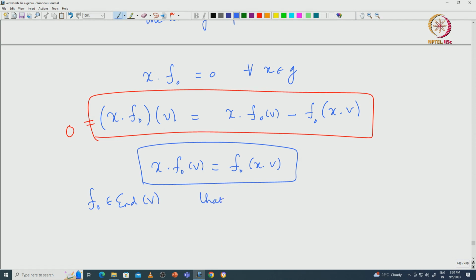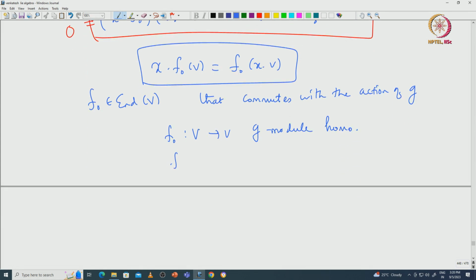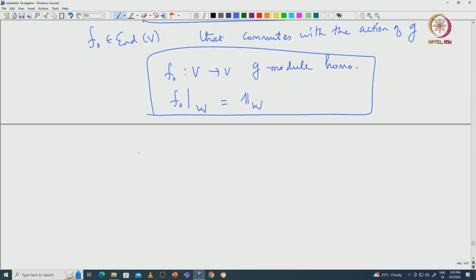So, that commutes with the action of G. So, that means this F naught is indeed a G module homomorphism. Now, note that this F naught also satisfies the following property: F naught restricted to W is the identity on W. So, now using this information we see that V can be written as W direct sum the kernel of F naught.